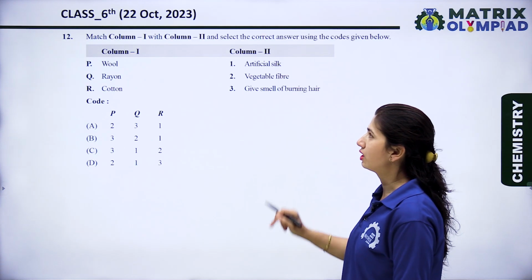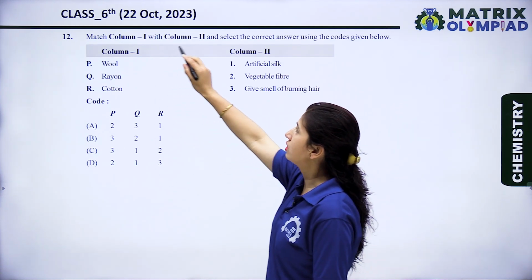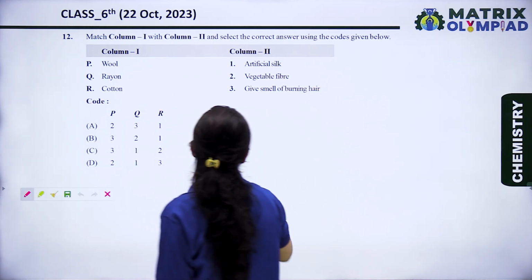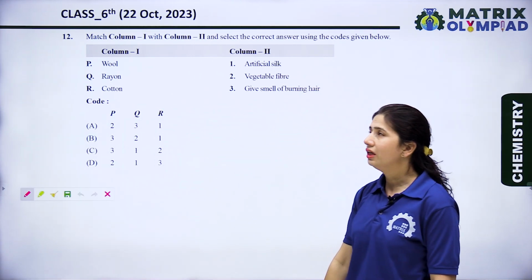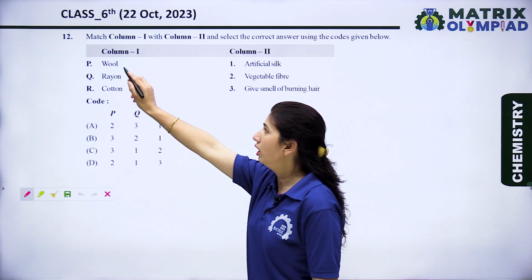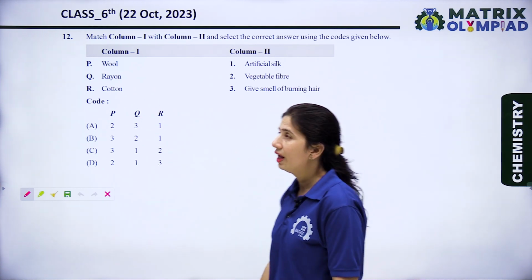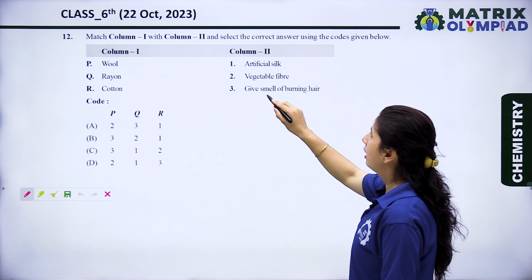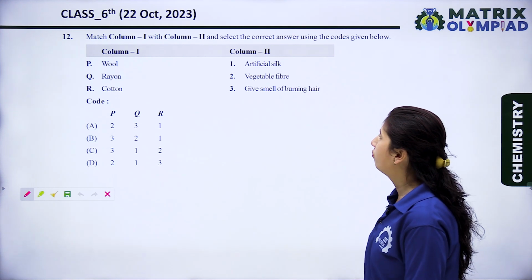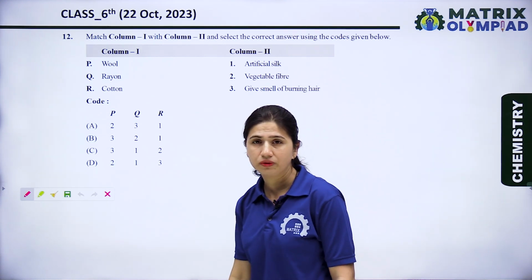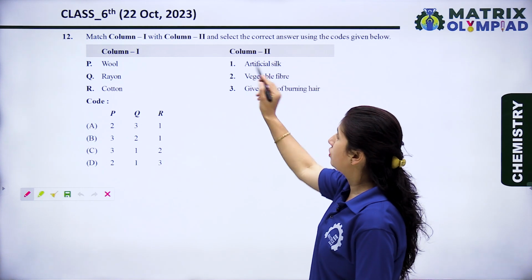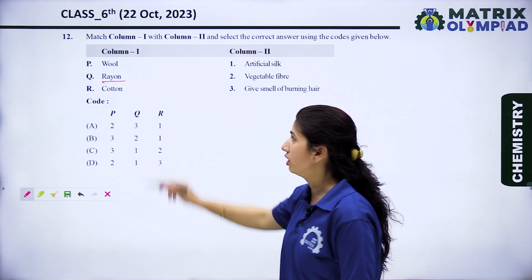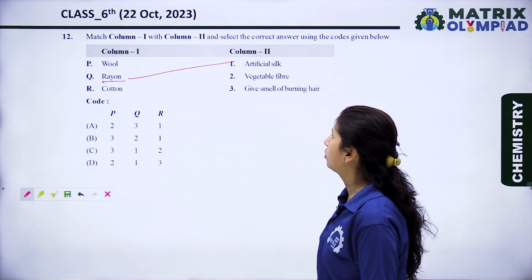Now let's see the next question. Match column first with column second and select the correct answer using the codes given below. So let's see column number 1: wool, rayon and cotton. And in column number 2: artificial silk, vegetable fiber and gives smell of burning hair. So let's see the options. Artificial silk. We know that rayon is known as artificial silk. So Q matches with the first option.